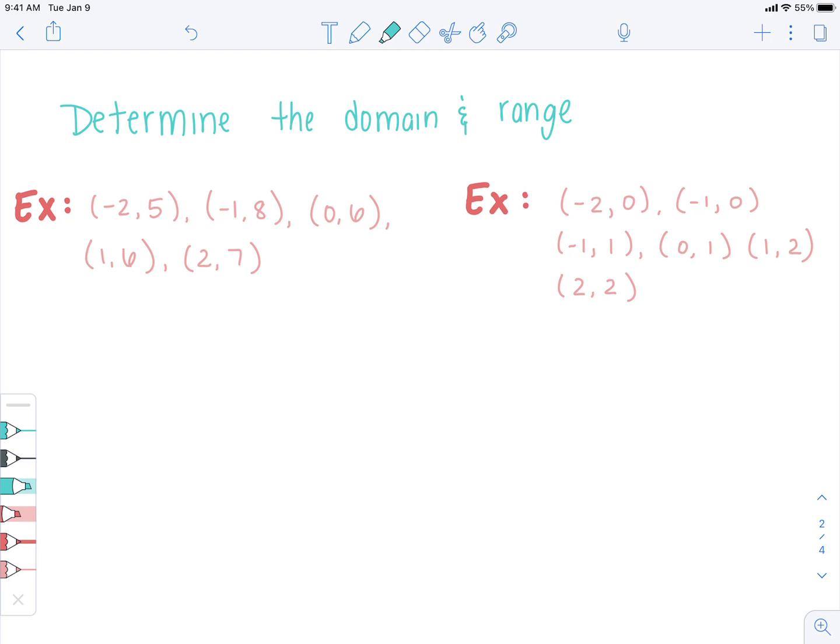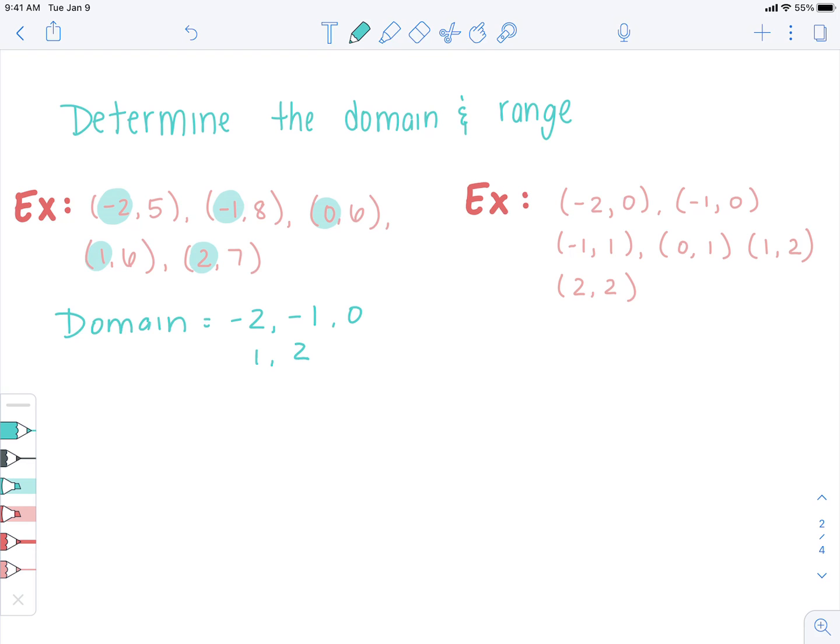So the first thing I'm going to do is look at all my x values, which are my first numbers in my coordinates. So I'm going to take -2, -1, 0, 1, and 2. That's going to be my domain. -2, -1, 0, 1, and 2.